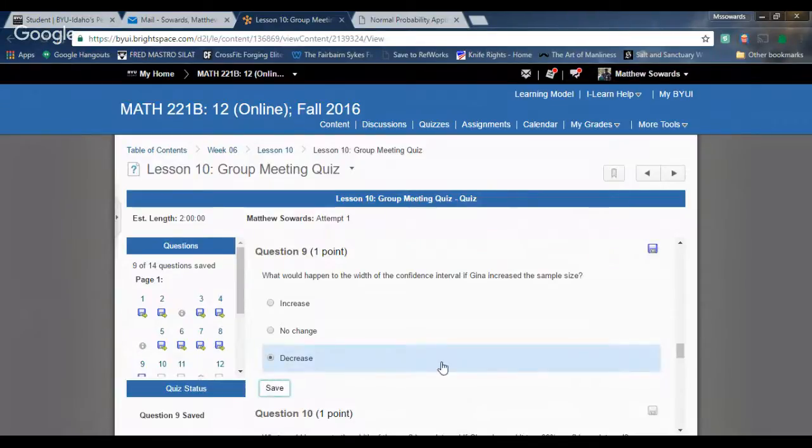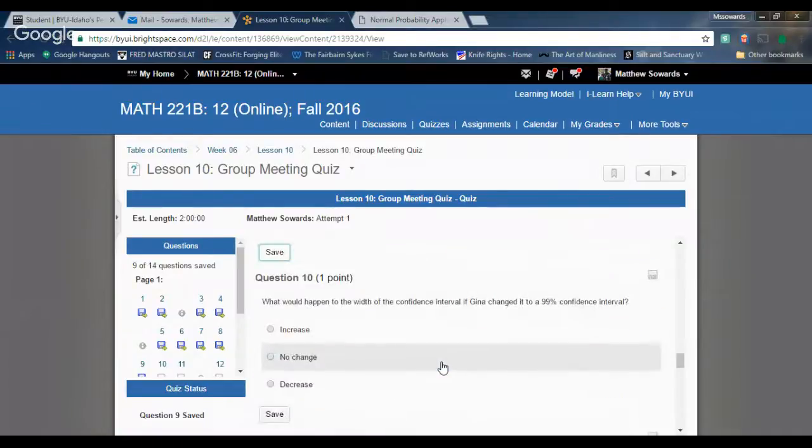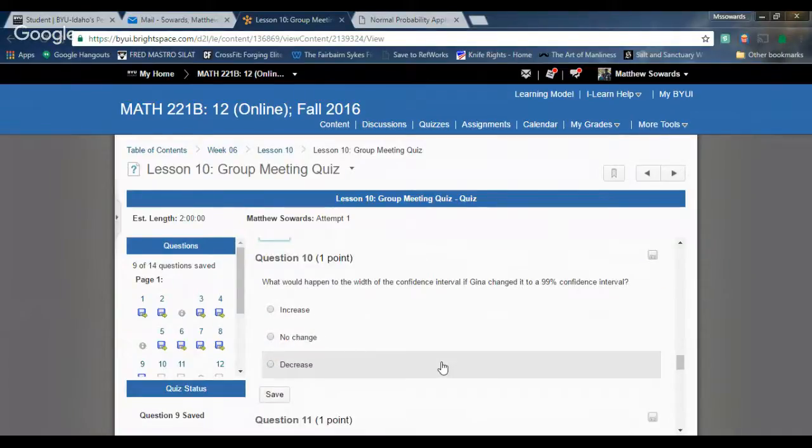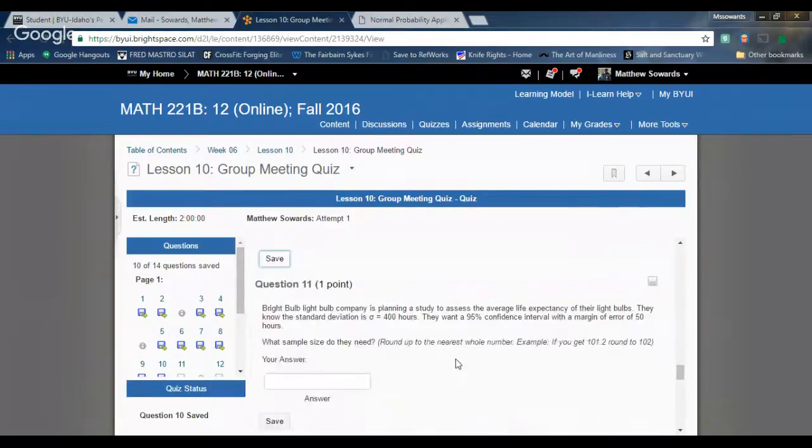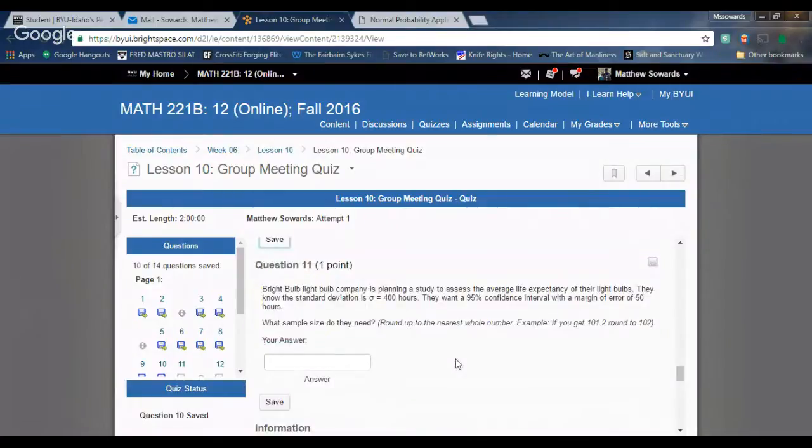Decrease, yep. Okay, cool. What would happen to the width of the confidence interval if Gina changed to a 99% confidence interval? And it would increase, right? Yep, that's what you just read. Perfect. Okay. So, question 11.